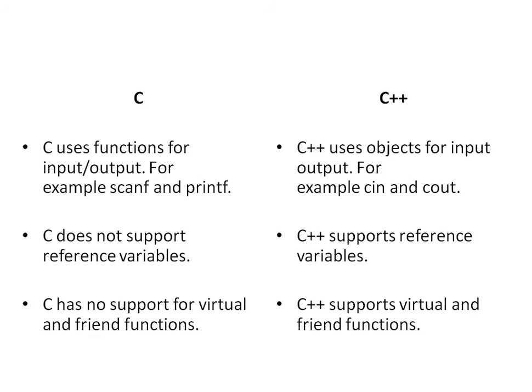C uses functions for input/output. For example, scanf and printf. C does not support reference variables. C has no support for virtual and friend functions. C++ uses objects for input/output. For example, cin and cout. C++ supports reference variables. C++ supports virtual and friend functions.